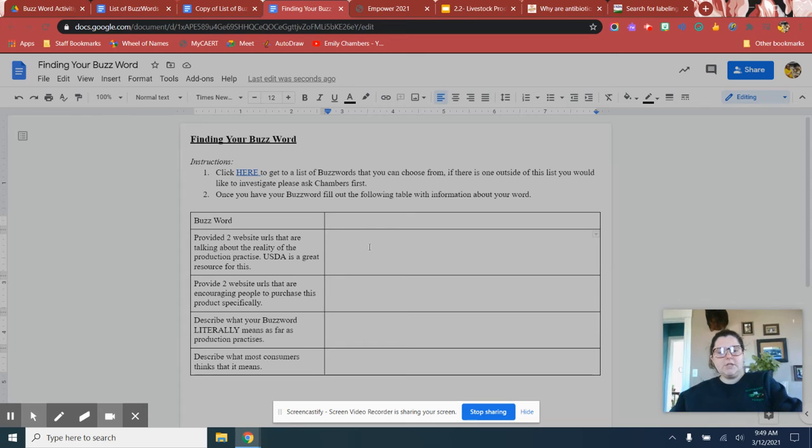So the first thing is you're looking for two website URLs. You're going to link in two websites here that are literally talking about the reality of this production practice. This is where you're looking for websites that are literally saying, this is really what this buzzword means. So I put in here, USDA is a great resource for that. USDA is the United States Department of Agriculture. I personally think they have some great resources in there. So again, when I click these two links, they should be speaking about the reality of this buzzword and really what the buzzword means as far as production practices.